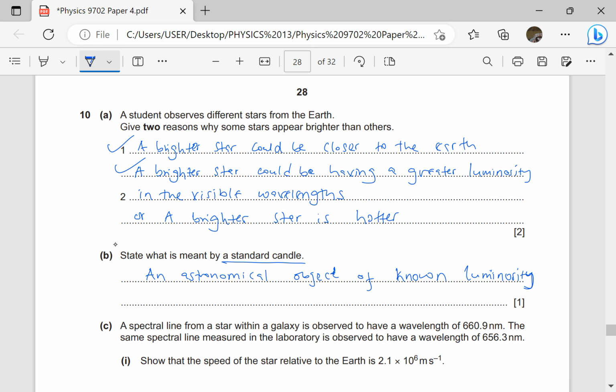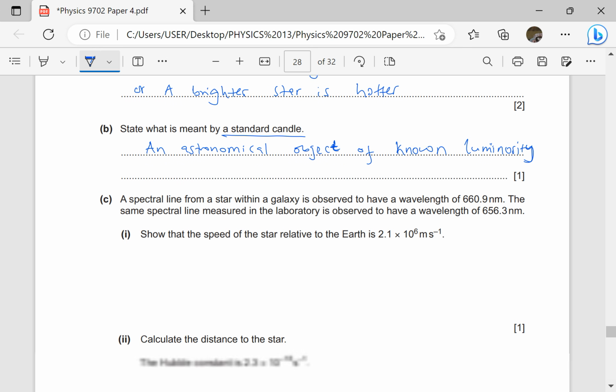One of them is the Cepheid variable stars, and the other one is... I think we talked about the Cepheid variable stars whose luminosity varies periodically, and then we talked about the type 1 supernovae which implode rapidly at the end of their lives. So a standard candle is an astronomical object whose luminosity is known, and if the luminosity is known, such a standard candle can be used to take several other measurements.